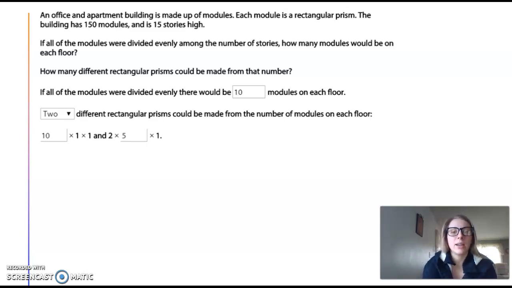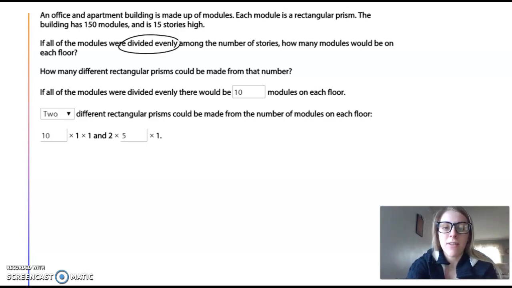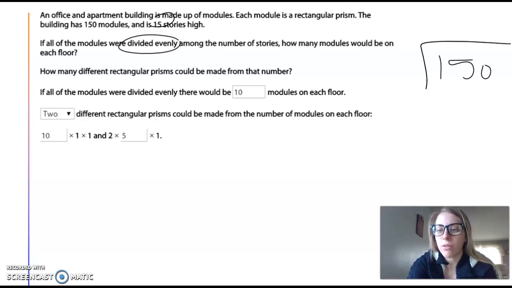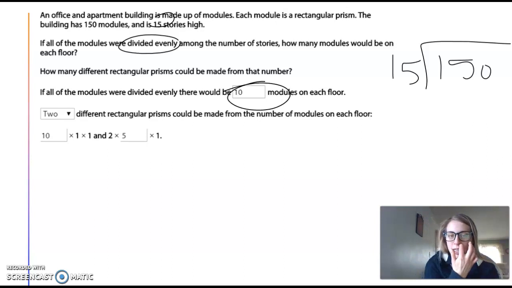It says an office and apartment building is made up of modules. Each module is a rectangular prism. The building has 150 modules that are 15 stories high. If the modules were divided evenly among the number of stories, how many modules would be on each floor? So what I did is, it says it's divided up evenly and there's 15 of them, so I know I need to divide 150 by 15, and that's how I got 10 modules on each floor.